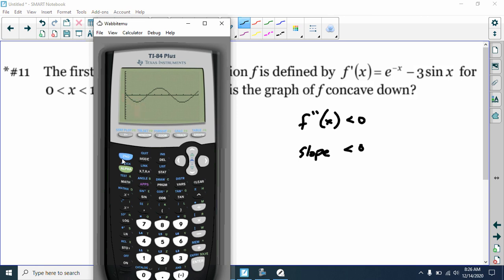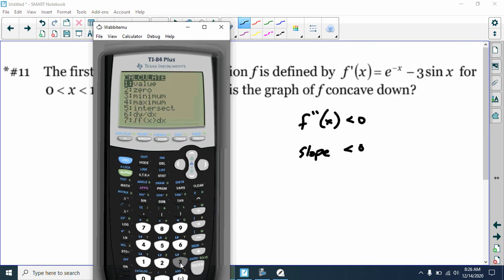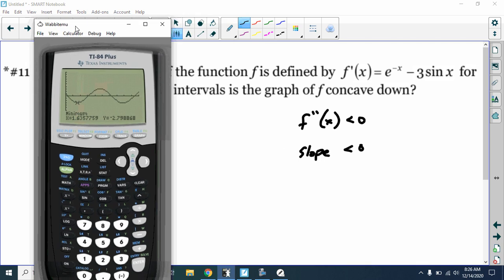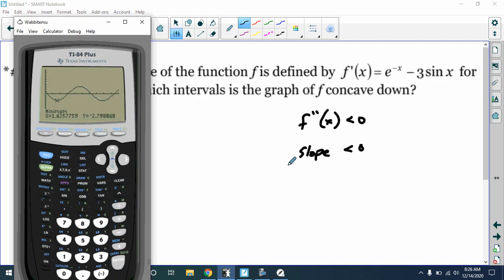It is a minimum. So I am going to calculate the minimum. It's in between 0 and 5 for sure. So my left bound is 0, my right bound is 5. Guess there's only one minimum in there, so we push enter. And it gives me that point right there. We're looking for x values. So my first interval started at 0 and ended at 1.636.